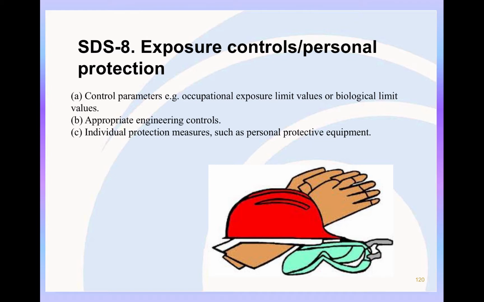Section 8 includes exposure controls and personal protection. What are the control parameters, such as occupational exposure limit values or biological limit values? What are the appropriate engineering controls? What are the individual protection measures, such as personal protective equipment, that are required?